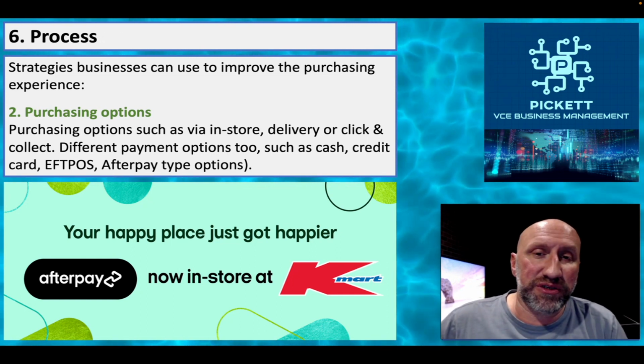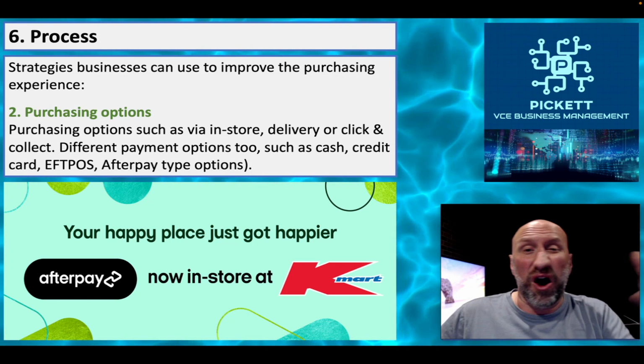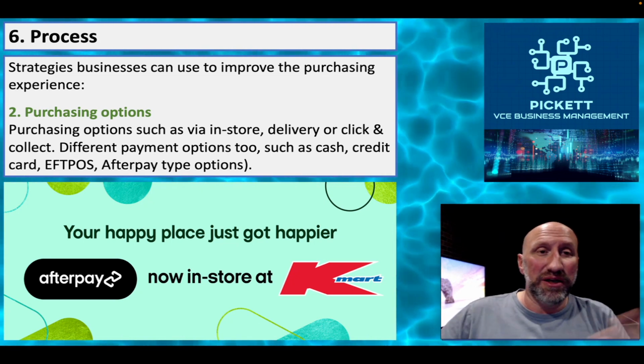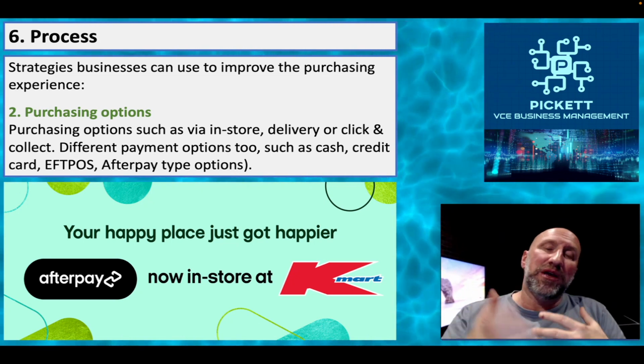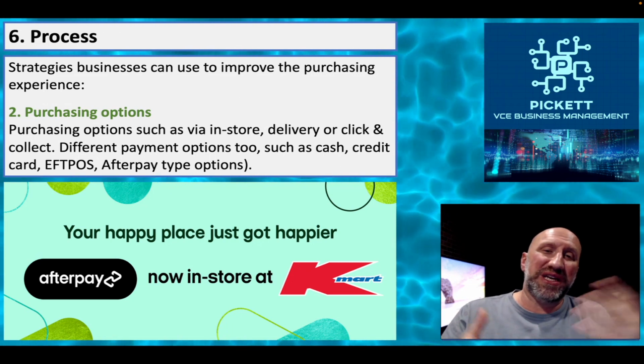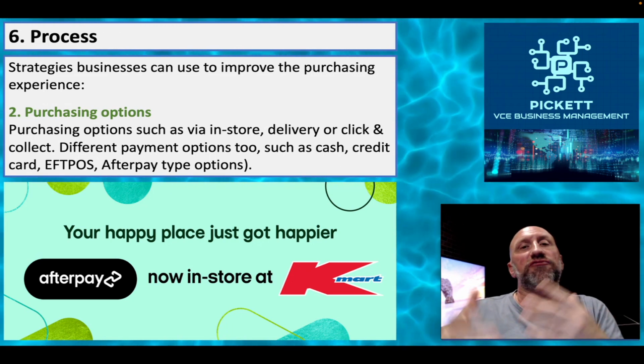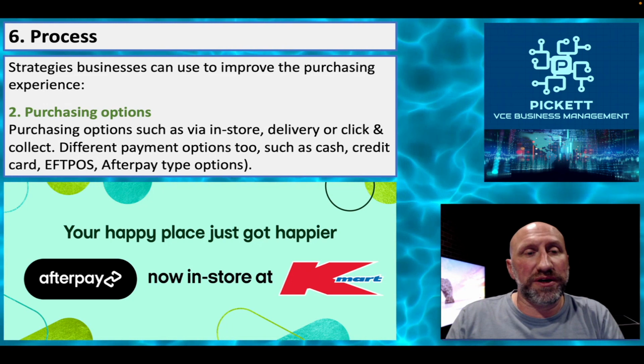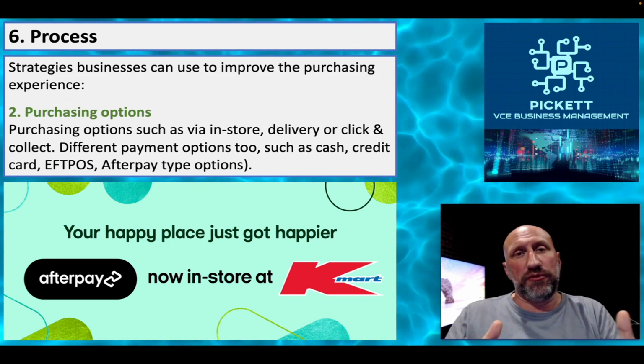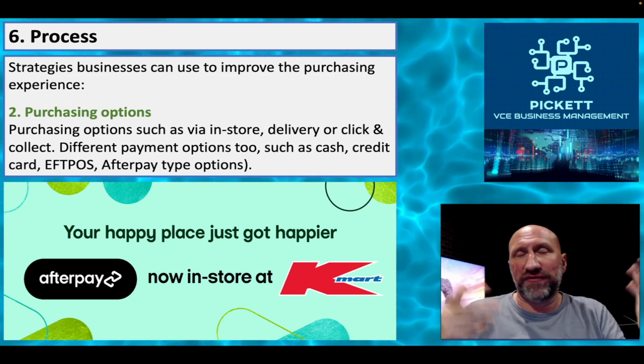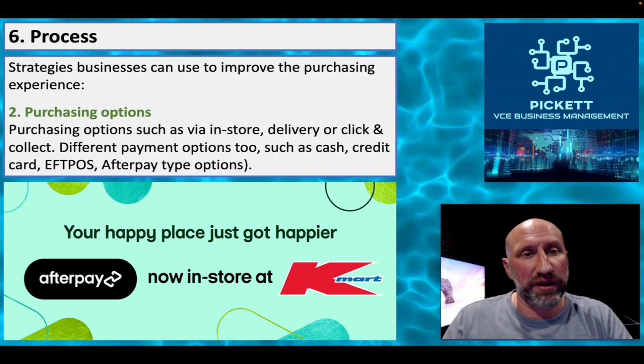And then also different payment options: cash, credit card, EFTPOS, Afterpay, obviously the new biggie now. So this is what we're talking about when we're talking about different purchasing experiences. Offering a different range to your customers is wise. A lot of people now have got used to online shopping. Obviously, you can't overlook online shopping.